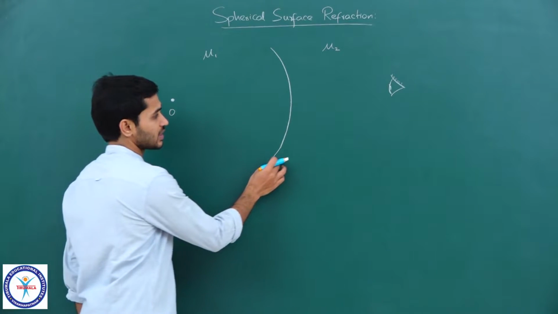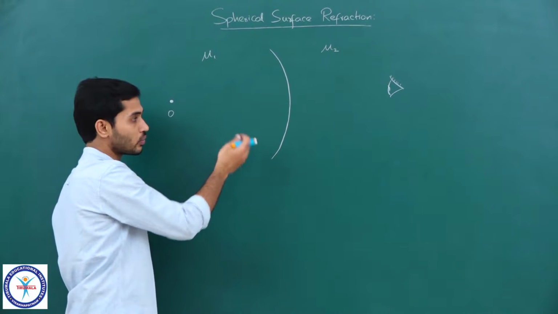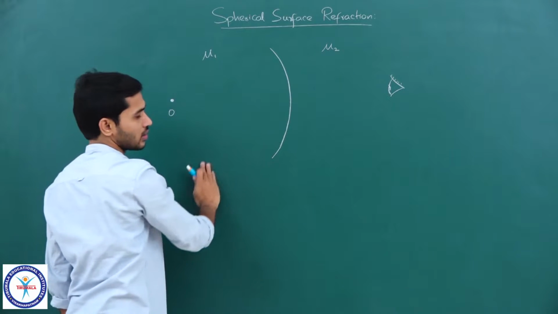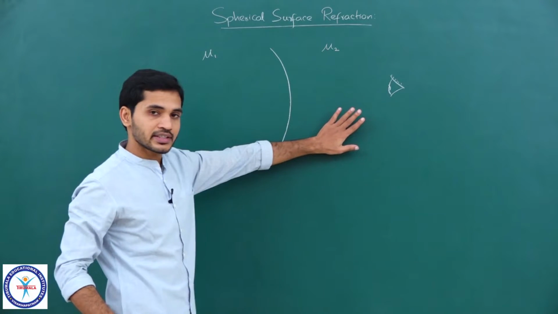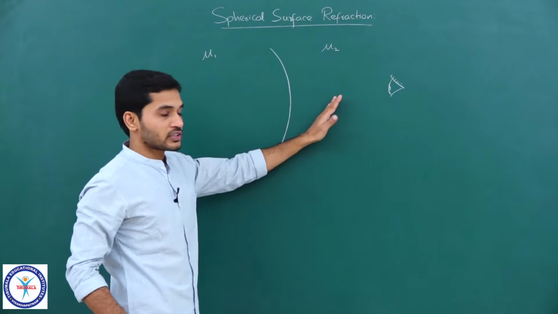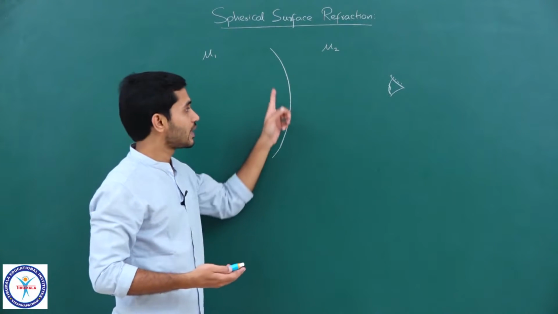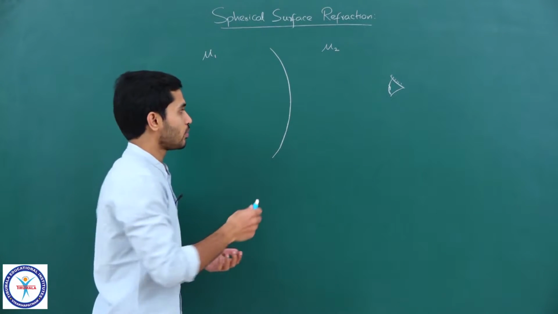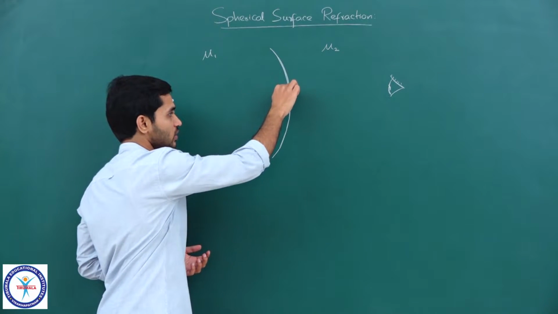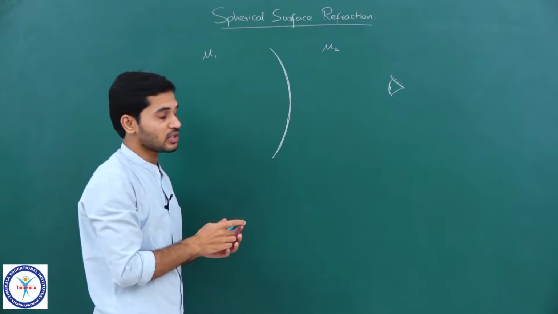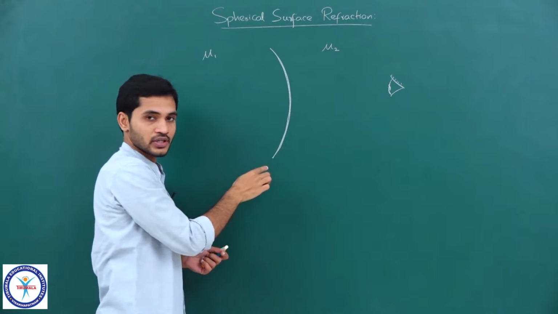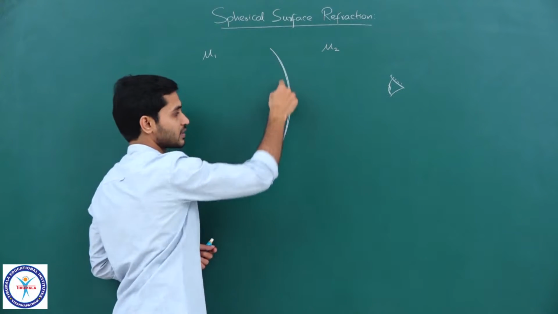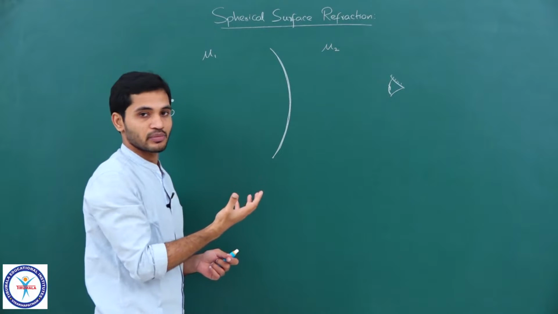This interface is basically the boundary between the two media. If this is air, you can consider that this is a different medium. Earlier we were used to looking at interfaces as plane surfaces, but now we are considering a boundary which is spherical. Once again keep in mind, this is not a two-dimensional structure. It is not just a line, it is like a bowl, just like we place a mirror. So, this is a three-dimensional boundary, clear.